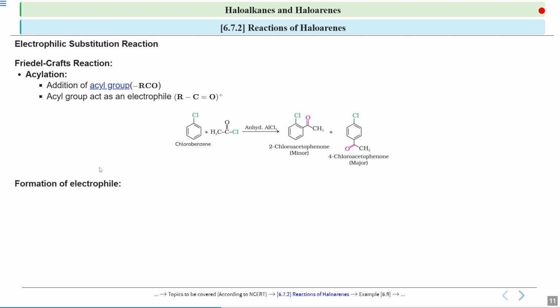Now, formation of the electrophile in the acylation Friedel-Crafts reaction: how does it form? This CH3COCl reacts with the AlCl3 catalyst, and you get the AlCl4 negative anion and the CH3CO positive cation. So you get the acyl group as a cation, as an electrophile, which attacks the benzene ring of chlorobenzene, forms a bond with it, and gives you the mixture of products, major and minor. Here also the same thing is happening: the electrophile is attacking the carbon or position of the benzene ring with more electron density.